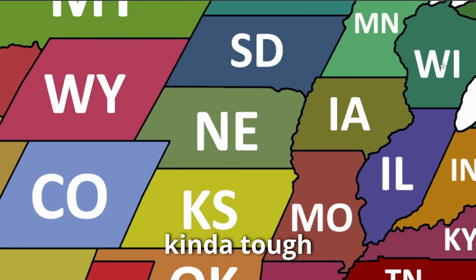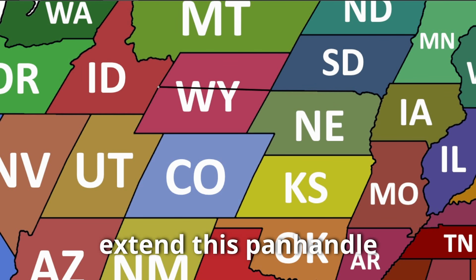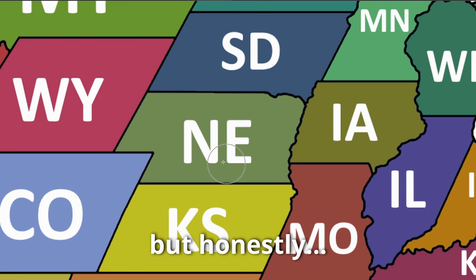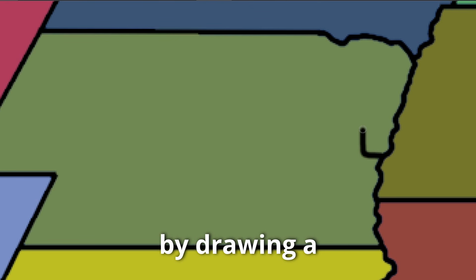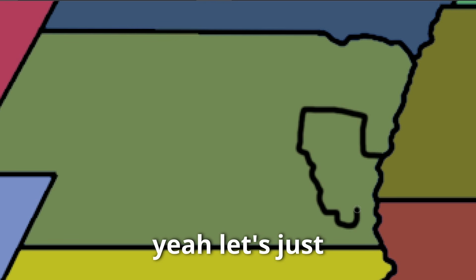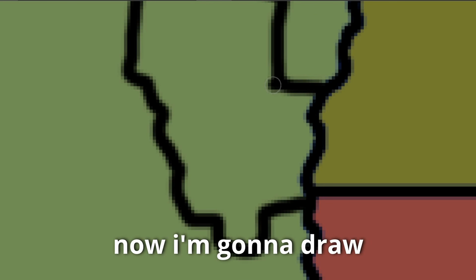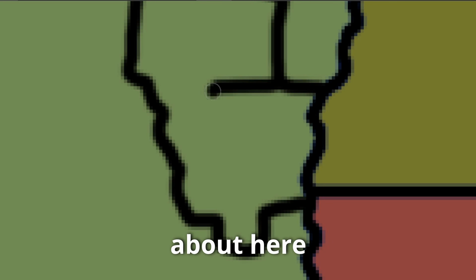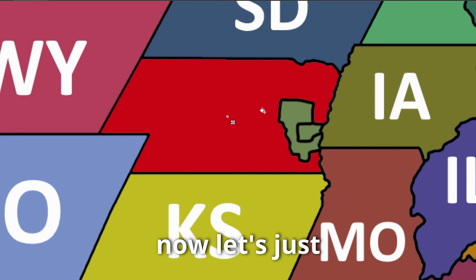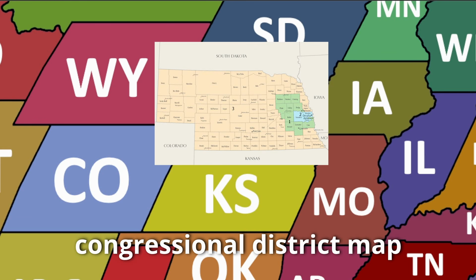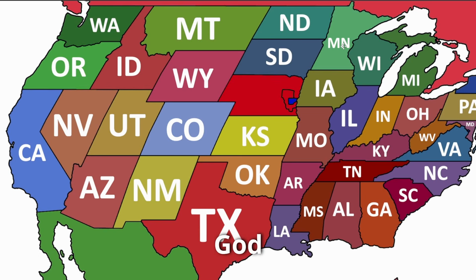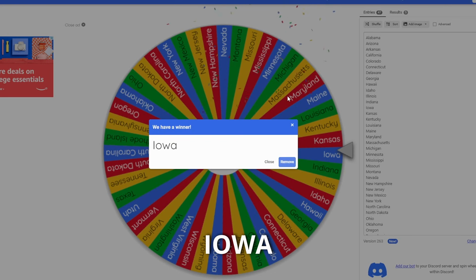Next state on our list is the Cornhuskers, Nebraska. Yeah, this one's kind of tough. You know, part of me just wants to extend this panhandle all the way over to the Pacific, but honestly, I think I have a better idea. I'm gonna start off by drawing a few lines around here. Yeah, let's just finish it off around here. Now I'm gonna draw another line about here. There we go, let's just connect it. Now let's just change the colors a little bit. And there we go. Now we have a congressional district map of Nebraska. God, I love politics.